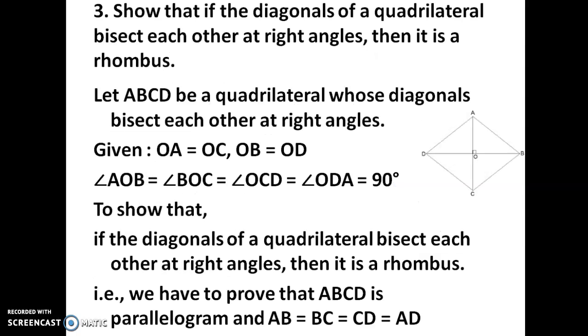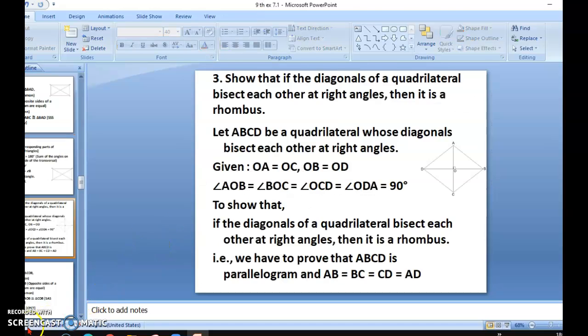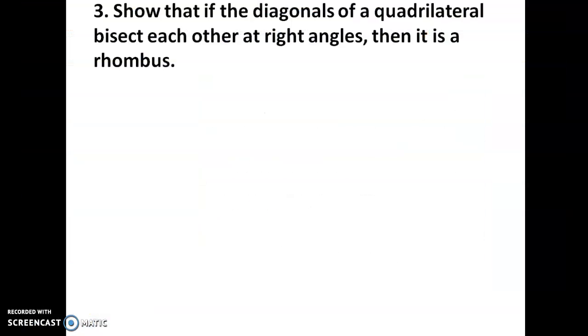The next problem. Show that if the diagonals of a quadrilateral bisect each other at right angles, then it is a rhombus. So the diagonals of the quadrilateral bisect each other at right angles. Then we should show that it is a rhombus.